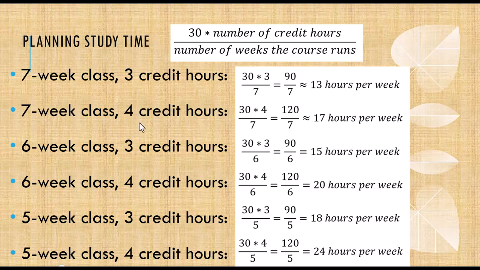So here is a brief list. You can pause this page if you need to figure out where you are. So for example, a 7-week, 3 credit hour class is 13 hours a week, and so on.